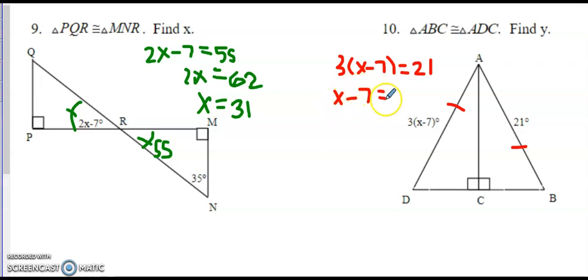And if I do that, then the right side becomes 7. 21 divided by 3 is 7. And then I can add 7 to both sides to get x by itself. So x ends up being 14.